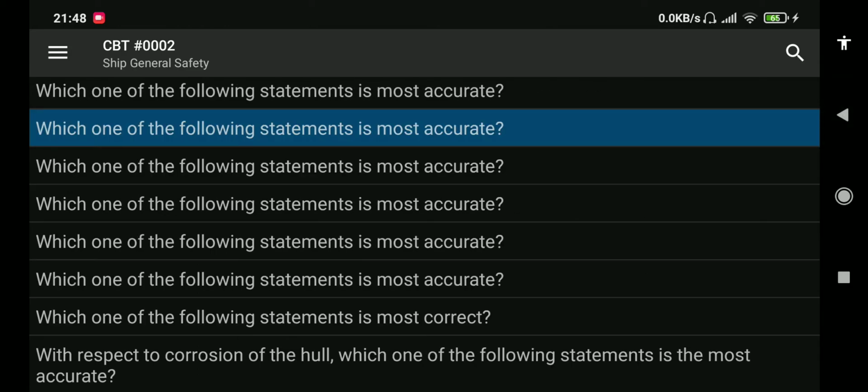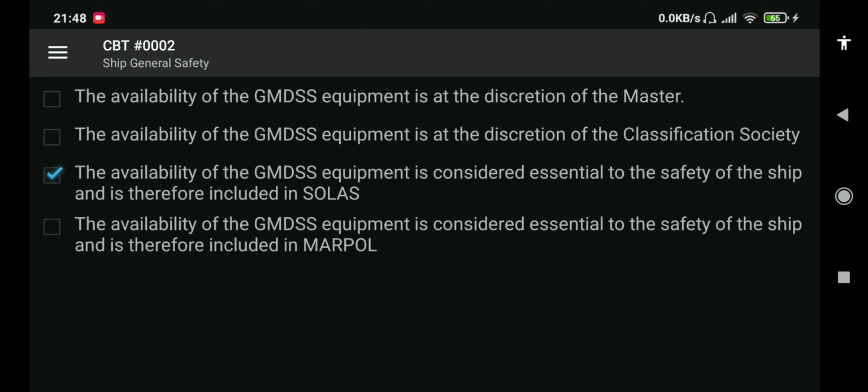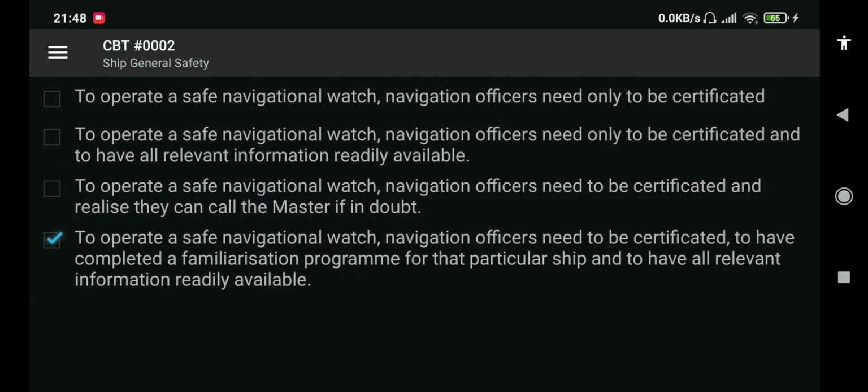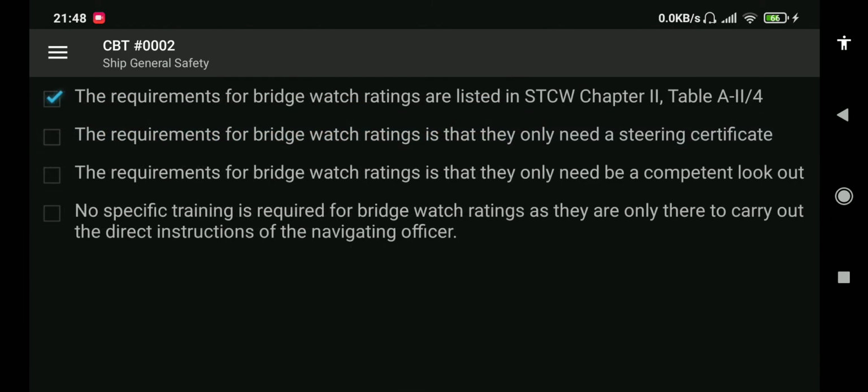Okay. Next, the availability of GMDSS equipment is considered essential to the safety of the ship and is therefore included in SOLAS. Next, to operate a safe navigational watch, navigation officers need to be certificated, have completed a familiarization program for that particular ship, and have all relevant information readily available. Next, the requirements for bridge watch ratings are listed in STCW Chapter 2, Table A-II/4.